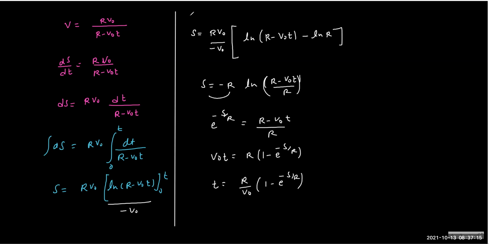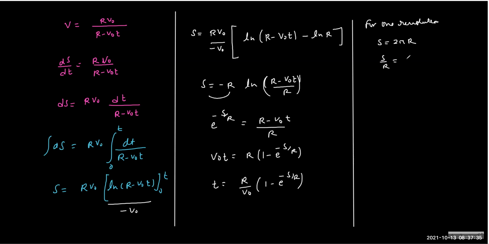Now what I am asking is find the time taken to complete one revolution. So for one revolution, we can say that s equals 2 pi r. The s by r we can replace by 2 pi. And if I call the time period capital T, this will become minus 2 pi. So it is the time after which it will come back to the same point from where it began.